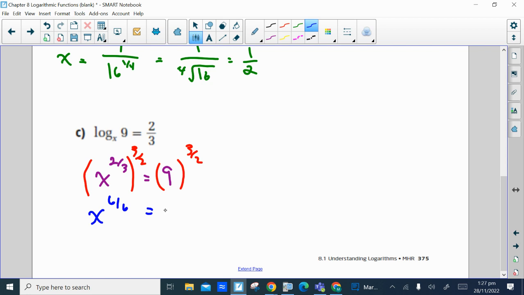And 9 to the power 3/2, well, that's the square root of 9 cubed. The square root of 9 is 3, and 3 cubed is 27. So that's the value of that.